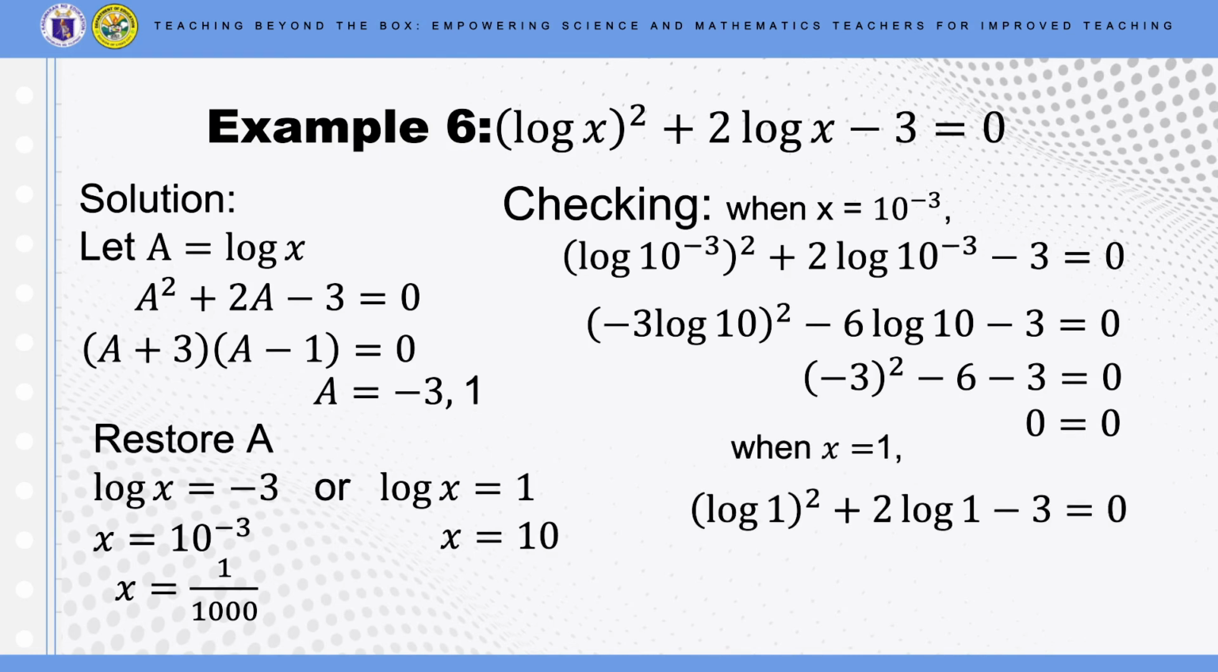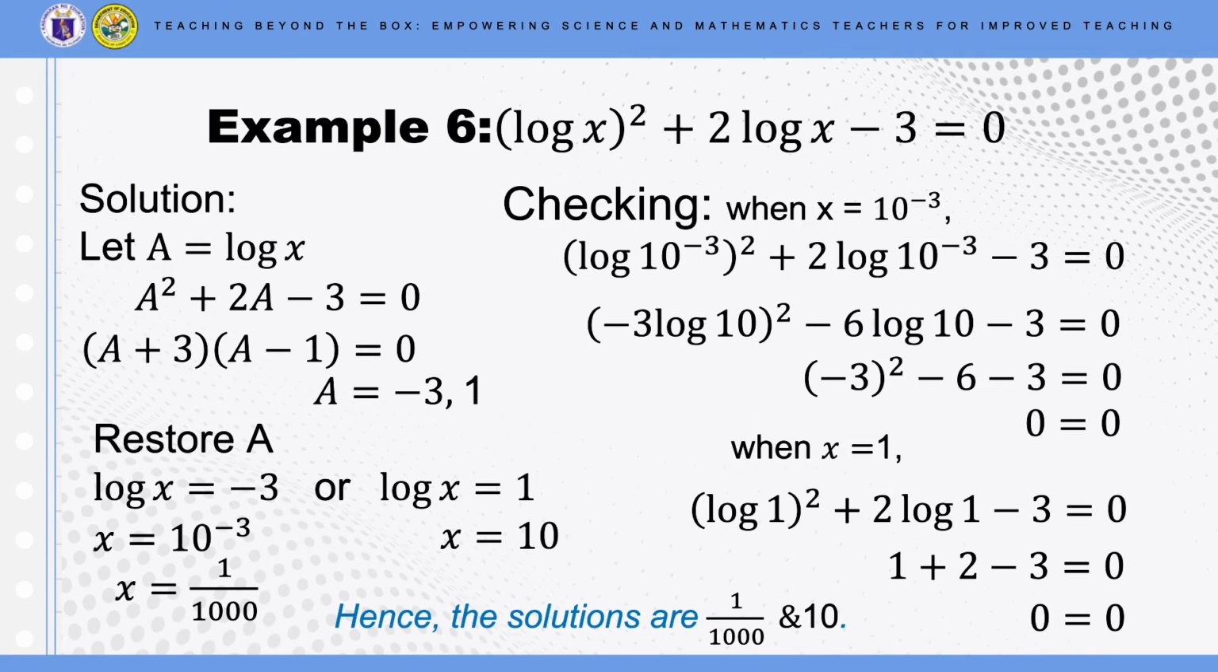Now when x equals 10, we have the square of log 10 plus 2 log 10 minus 3 equals 0. So we have 1 plus 2 minus 3 equals 0. Then we have 0 equals 0. Hence, the solutions are 1 over 1000, or 10 raised to negative 3, and 10.